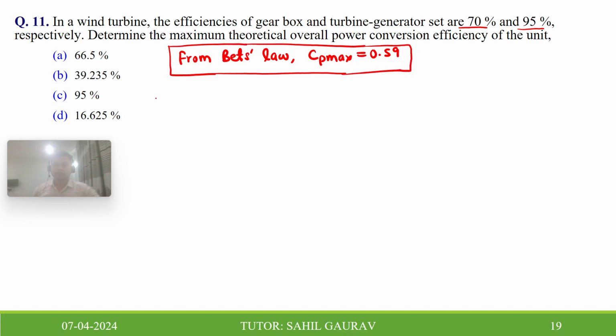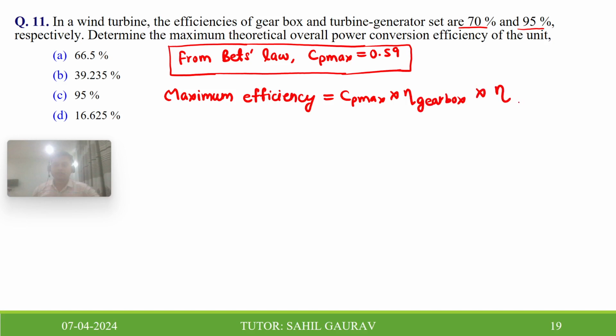Now we can find the overall power conversion efficiency of the unit. Maximum efficiency will be CP max multiplied with the efficiency of the gearbox, and multiplied with the efficiency of the turbine generator. So CP max is given as 0.59. I think B. Yes, B is the correct answer.